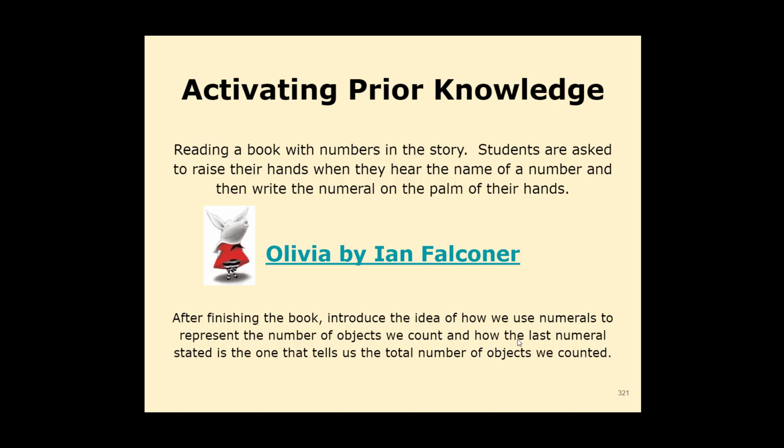And then they're going to write the number in the palm of their hand. With one of their fingers, they're going to make the number 5, or they're going to make the number 2, or whatever it is. Okay? The book that we're going to be reading is called Olivia by Ian Falconer.